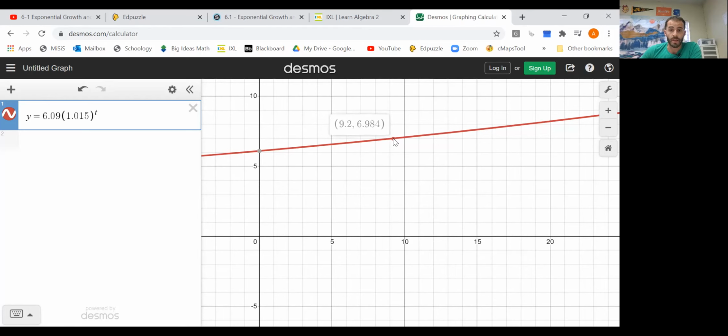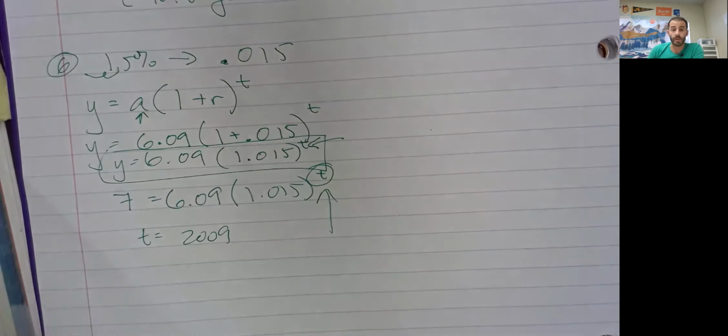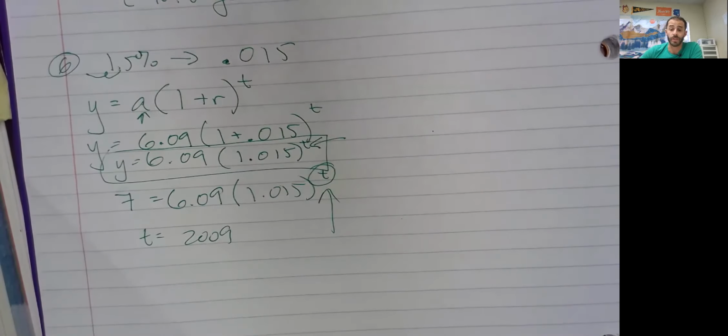So I'm going to say, we could just say, it's in the year 2009. It looks like it's the year 2009 and 4/10, whatever that month is, not necessarily April. So 9 on the T or the X means that it's 2009. So T is 2009, and that's according to this model when the world population gets to 7 billion.